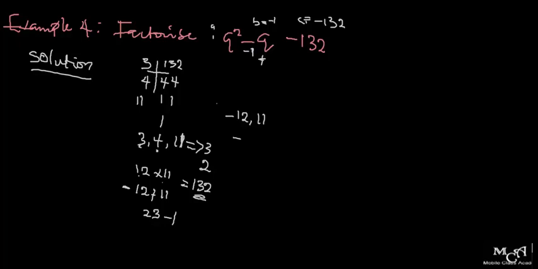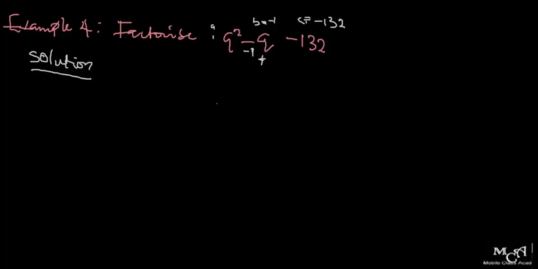And guess what? If we have -12 times 11, it is going to give us -132. Are you with me? So what we are going to use to substitute -q is what? -12 and 11. Let's clear the board and continue with our workings.